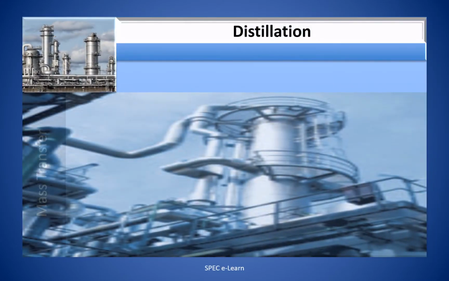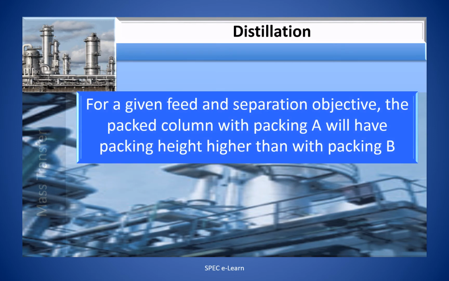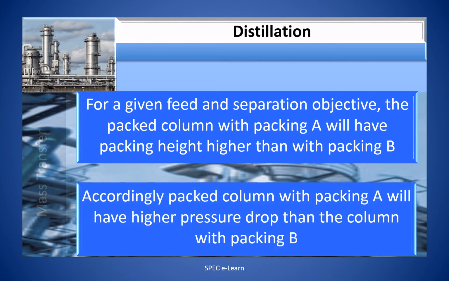For a given feed and separation objective, the packed column with packing A will have packing height higher than with packing B. Accordingly, the packed column with packing A will have higher pressure drop than the column with packing B.